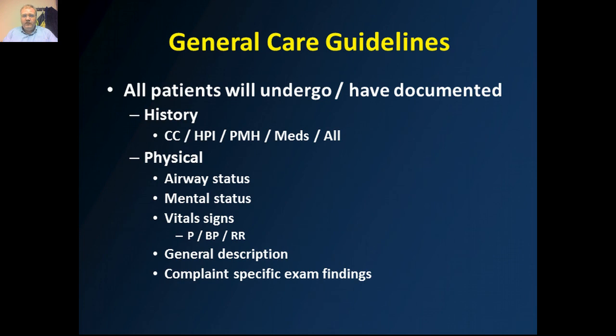Their vital signs. Every patient needs a pulse, a blood pressure, and a respiratory rate documented. Or if you can't document one of those vital signs, you need to document why you couldn't obtain the vital sign. A general description of the patient, and that's really easy. This isn't supposed to be complex. It's basically the patient is comfortable or uncomfortable appearing, and they aren't in respiratory distress.